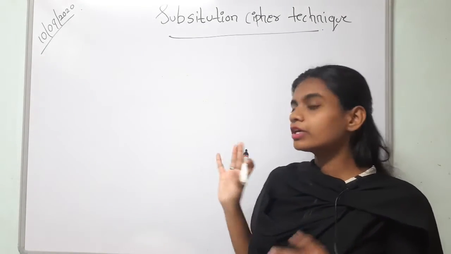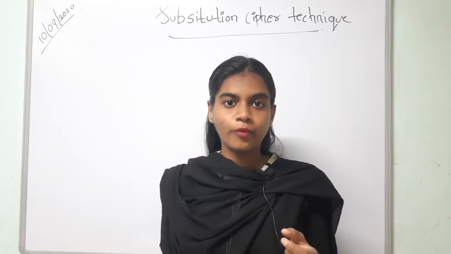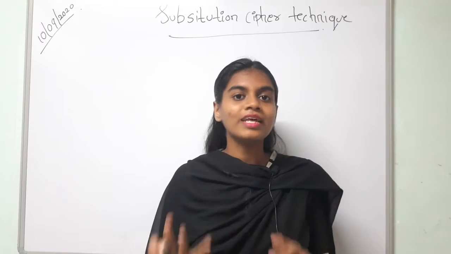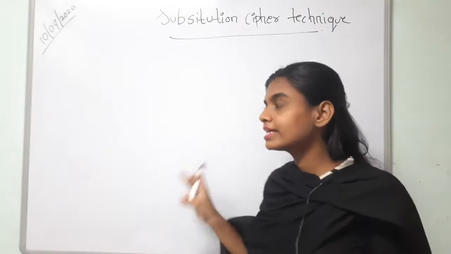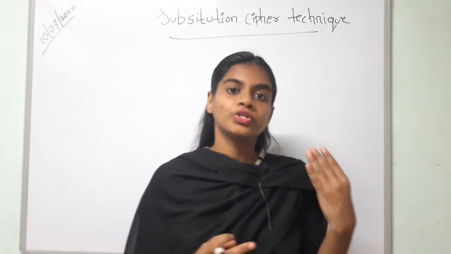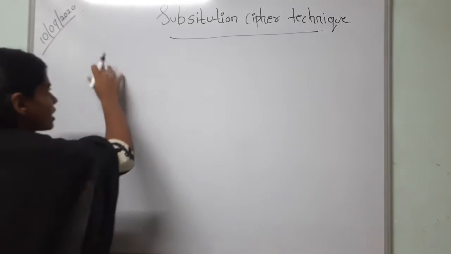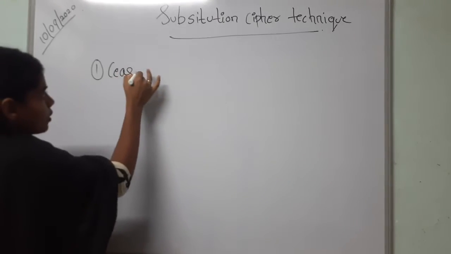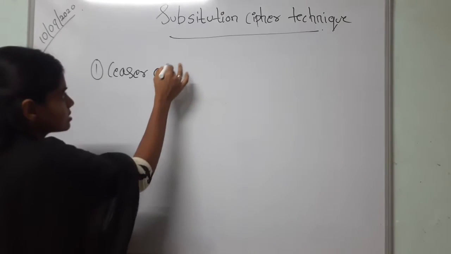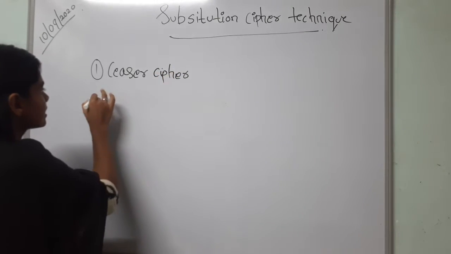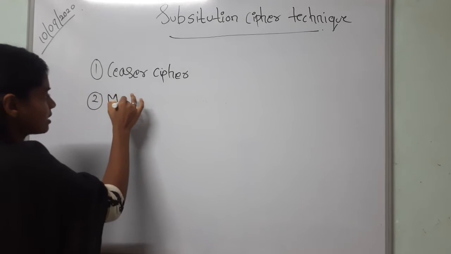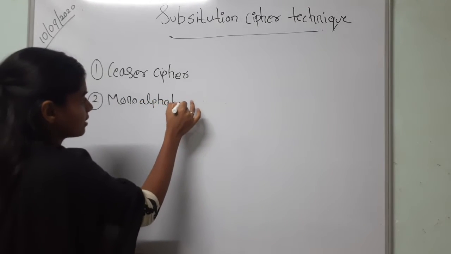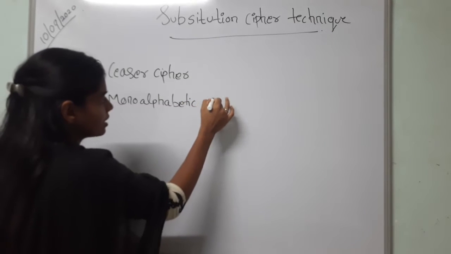Let's first understand which techniques are there to convert the plain text into ciphertext. There are 6 techniques, as I told you before. Let's start with the names first. The first is the Caesar cipher. The second is the monoalphabetic cipher. These are the ciphers.